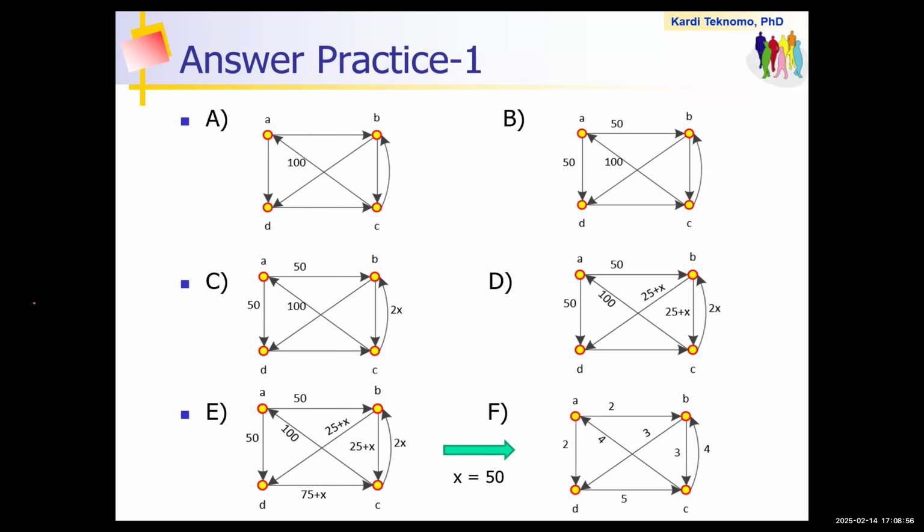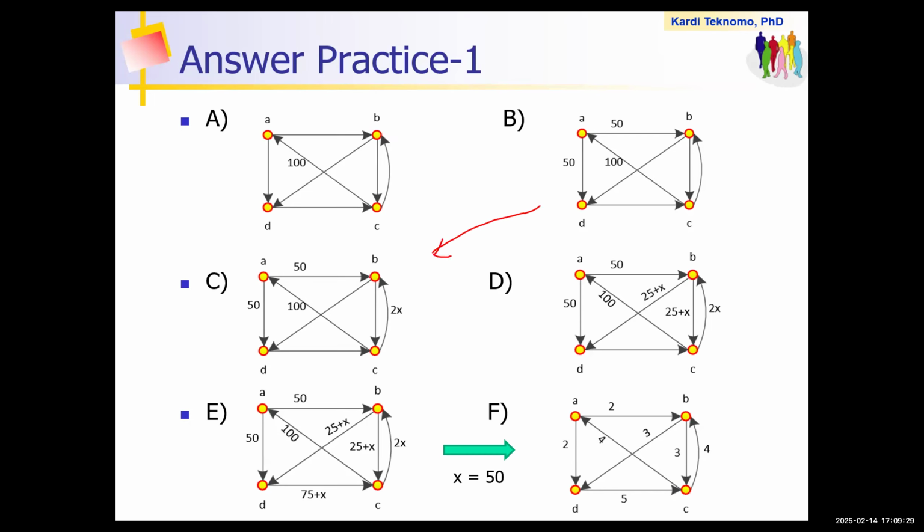When I do this manually, I assign any value, for example 100 here, and from C to A I assign 100 because this is 50-50. Then in the next step, I distribute 50 and 50 from A to B and A to D. From here, let's go to the next step.